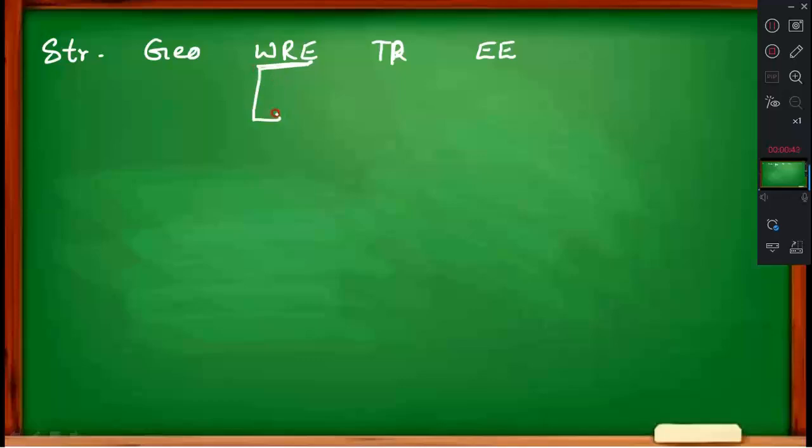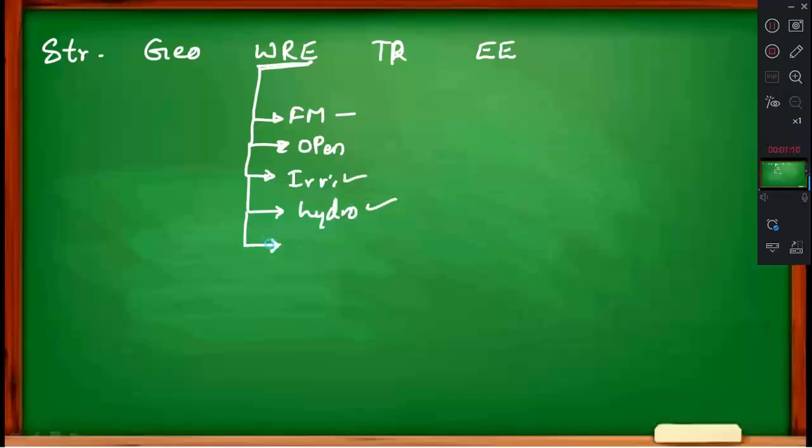Out of these, now we are here, that is water resource engineering. In water resource engineering, we have fluid mechanics and open channel flow. Fluid mechanics here means only the applied hydraulics part, and open channel flow is a separate subject we are going to consider. After that we have irrigation and hydrology.